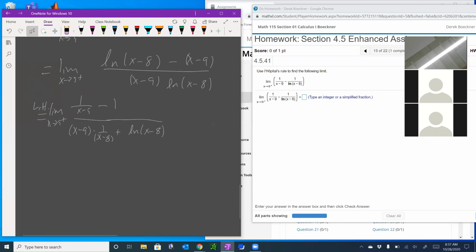And so what does this look like? That looks like a 0, that looks like a 0, so I still have 0 on the denominator. And in the numerator, what do I have? I have infinity minus 1. So this looks like infinity divided by 0, which is going to be just absolutely huge, right?